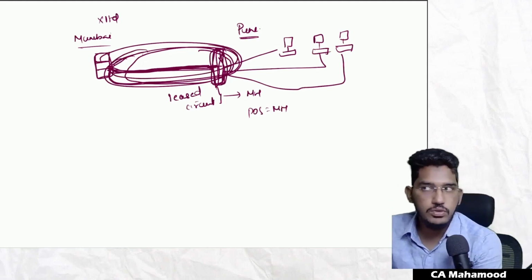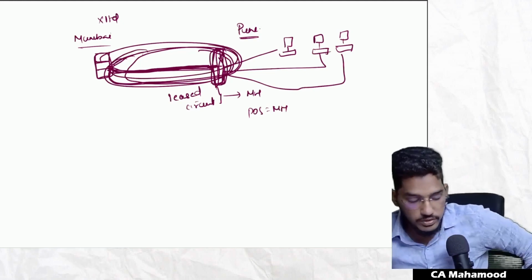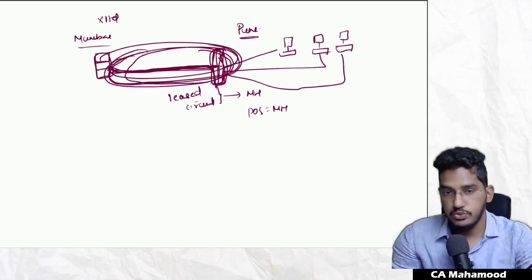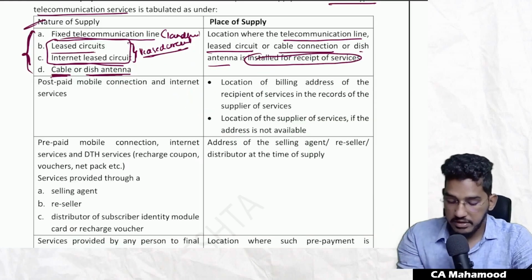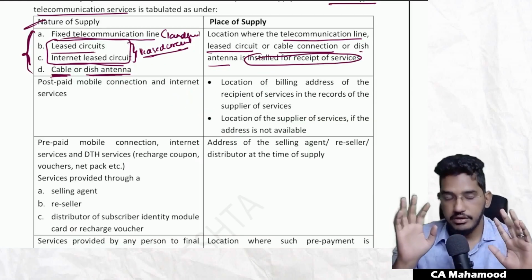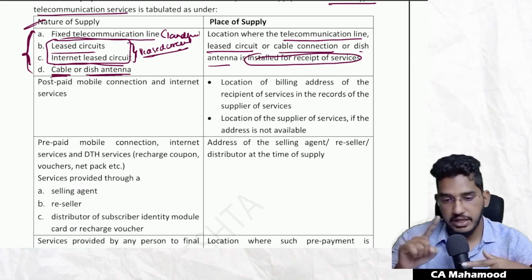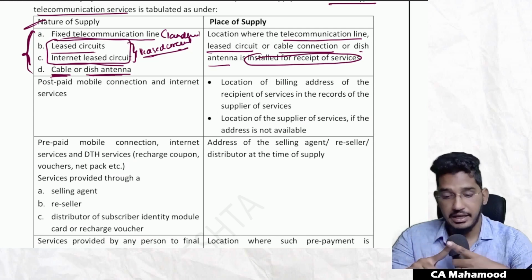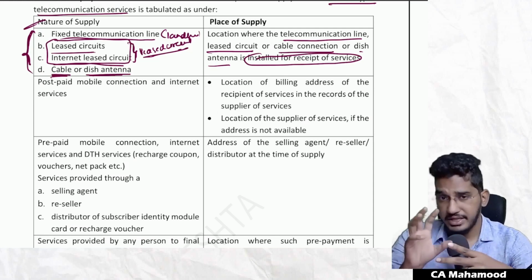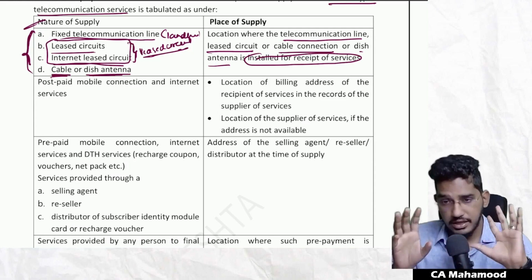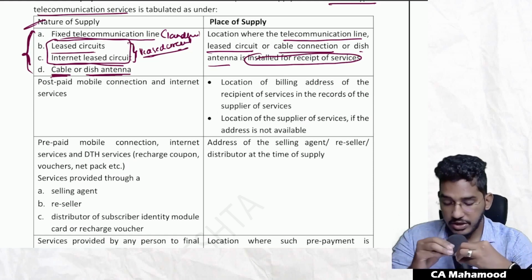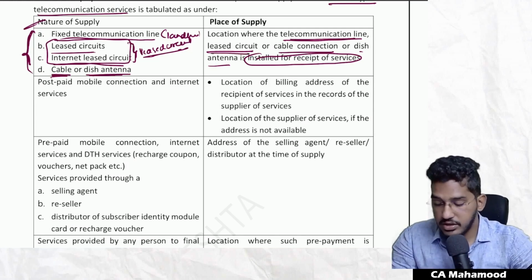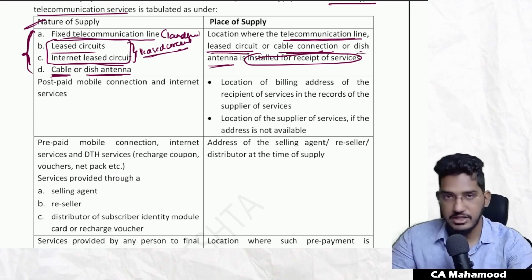Now we need to discuss a few more things about this leased circuit. We need to elaborate on it. Sometimes there will be issues coming. First of all, is everybody able to understand till here? The first category of telecommunication service and how to determine place of supply: fixed telecommunication line, nothing but landline, or cable, or dish antenna, or leased circuits or internet leased circuits. For all these kinds of telecommunication services, the place of supply will be where the telecommunication line, leased circuit, cable connection or dish antenna is installed.